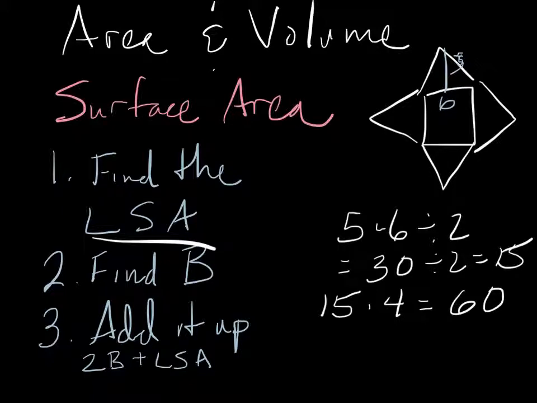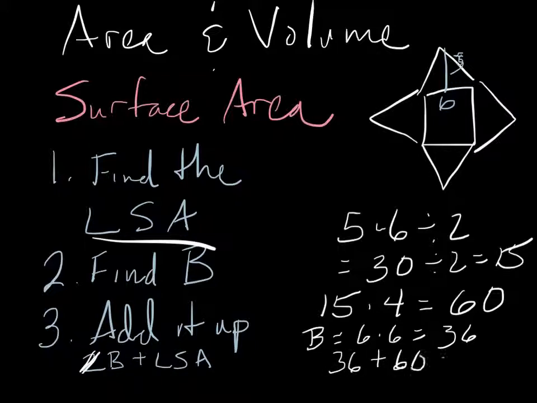Now we're going to find the area of the base. The area of the base is equal to 6 times 6, which is 36. Because this is a pyramid, we're only going to use one base, and now I'm just going to add it up. 36 plus 60 is equal to 96.